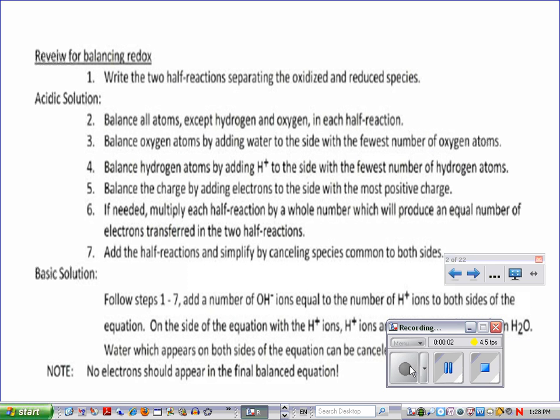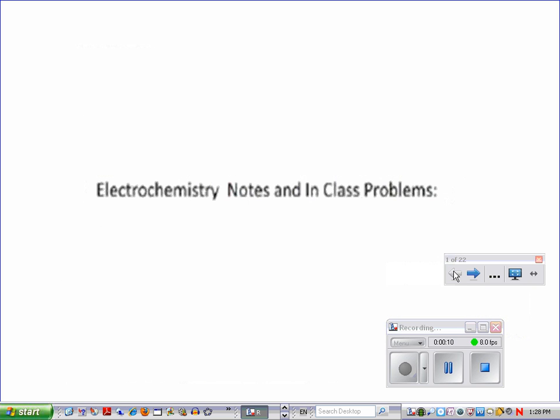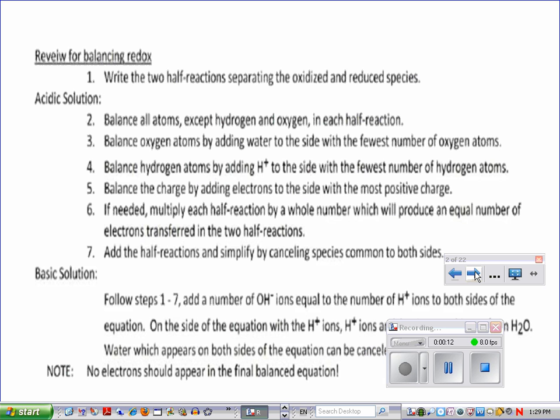All right, Unit 14. Only 2 more units left. Okay, so we start our electrochemistry unit with a little review of balancing redox equations using the half reaction method.